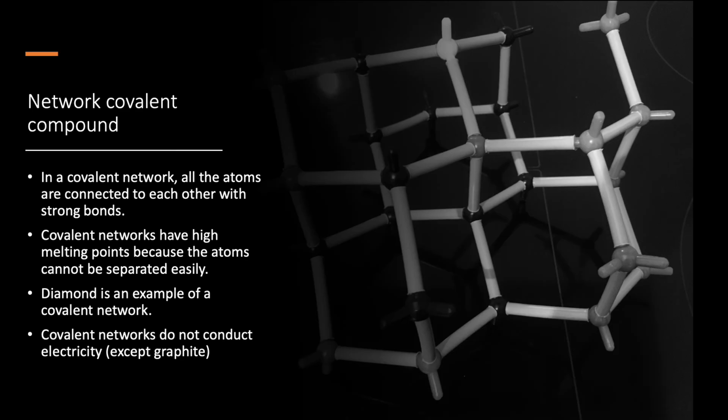In a covalent network, all the atoms are connected to each other with strong covalent bonds. Covalent networks have high melting points because the atoms cannot be separated easily. Diamond is an example of a covalent network. Covalent networks in general do not conduct electricity because there are no charged particles, but there is one notable exception, and that's graphite.